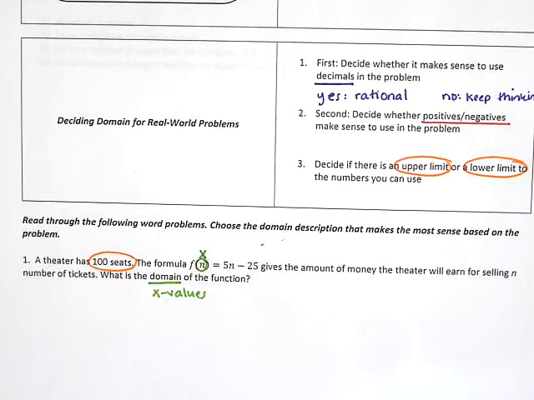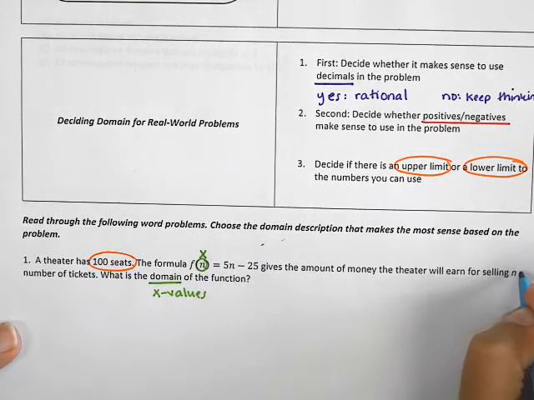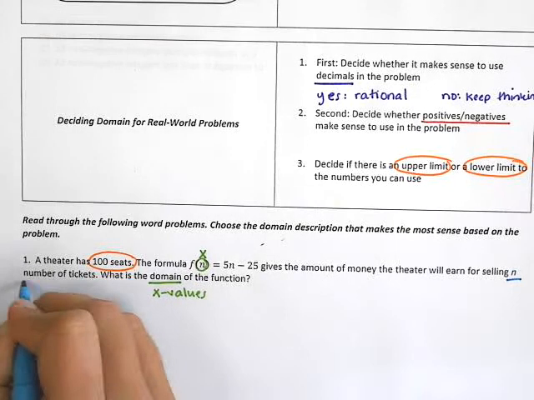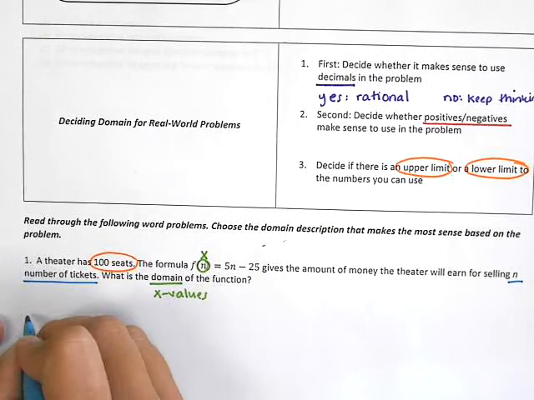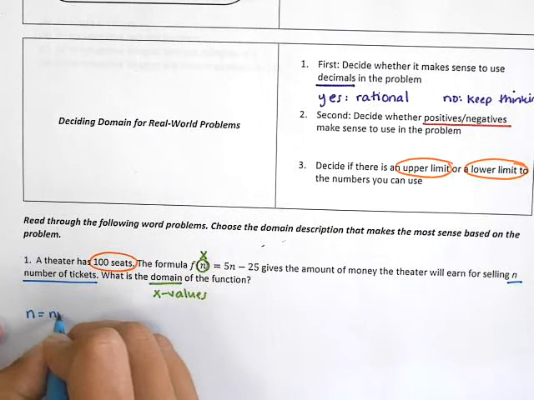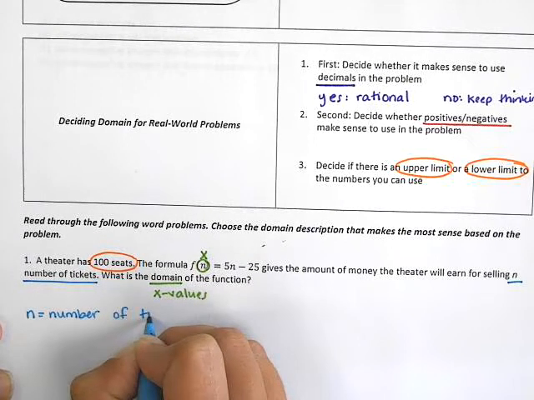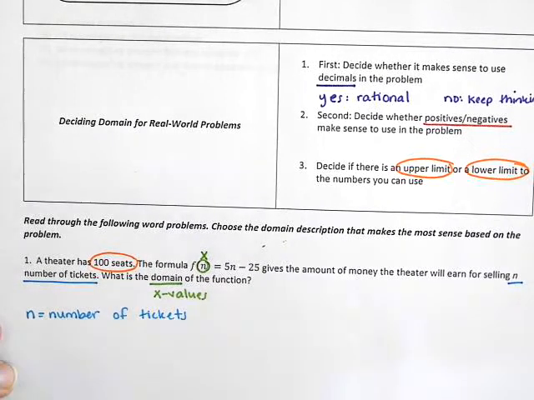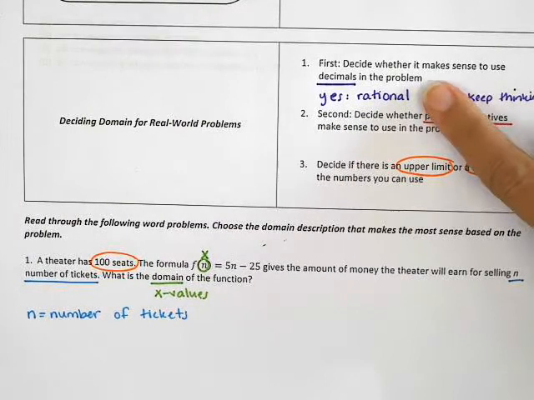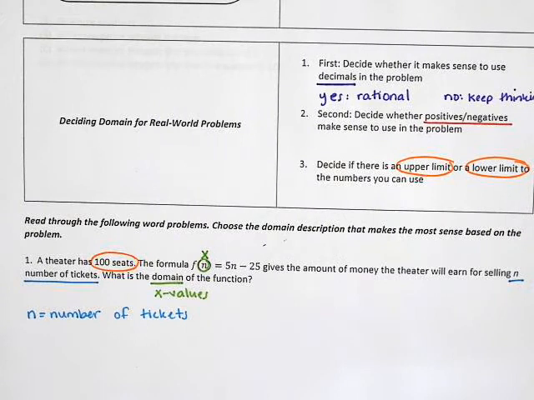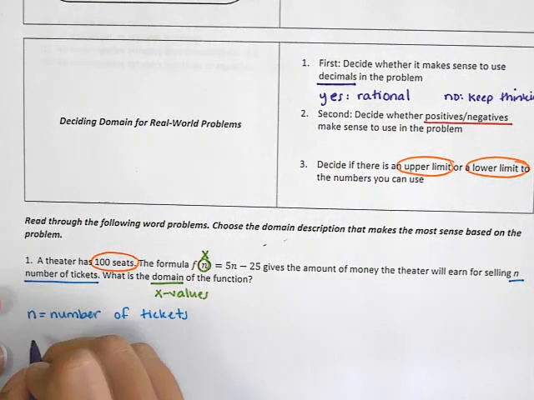So in this problem, since we're using n instead of x, it's asking me about how many tickets I can sell, since n represents the number of tickets. So if n is the number of tickets, and I want to think about how many tickets I can sell. Let's start with, does it make sense to use decimals? That's the first question on our list. Well, if I'm selling tickets, I can't sell 1.5 tickets. So I want no decimals.